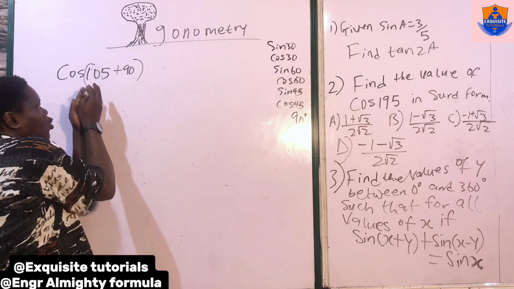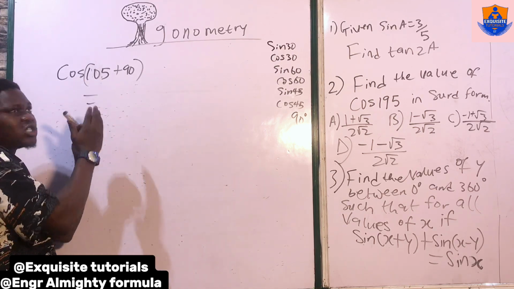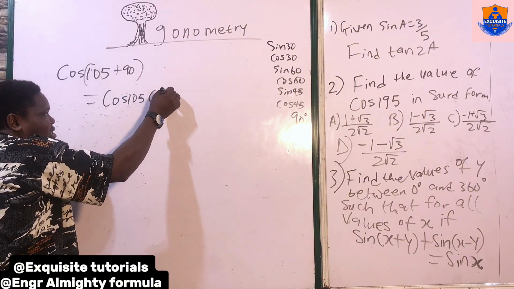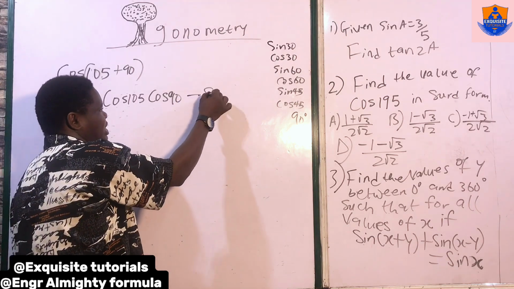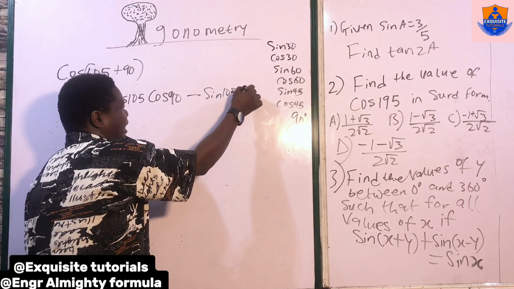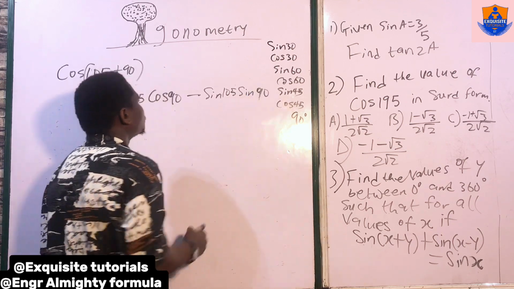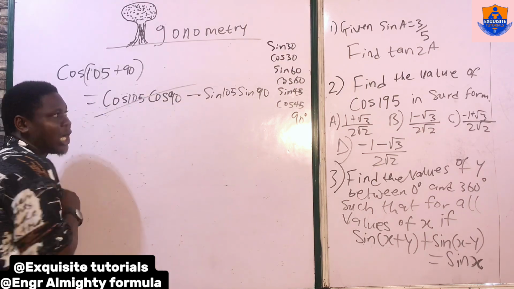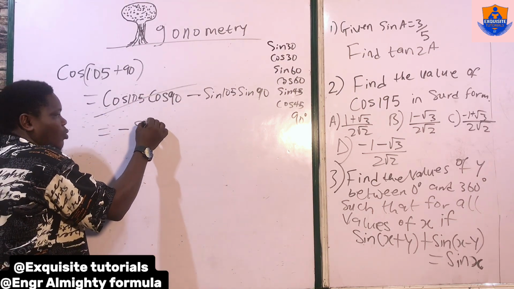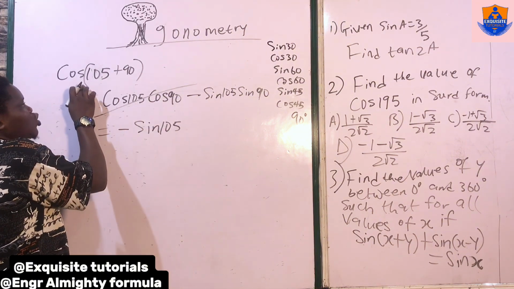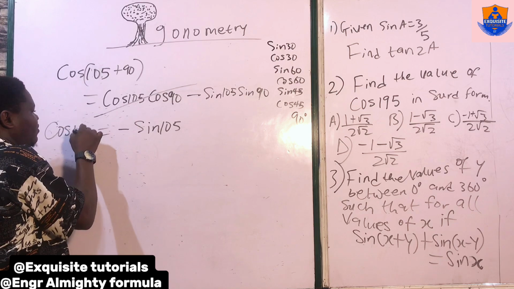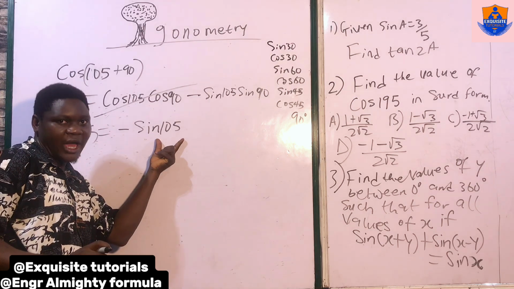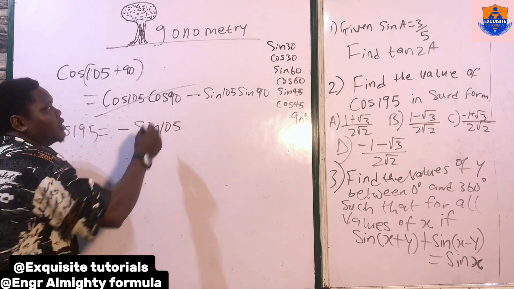Remember that we said when you have cos of something plus something, it is cos cos. If it's plus, you use minus, sine sine. So you have cos 105 cos 90 minus sine 105 sine 90. Remember that sine 90 is 1, cos 90 is 0. So this side is out. So you are left with minus sine 105. So it means that cos 195 is actually the same thing as minus sine 105.